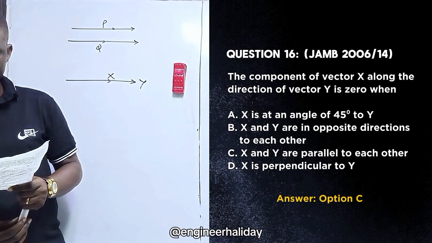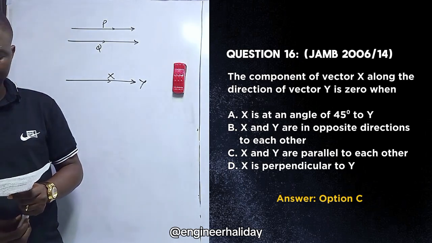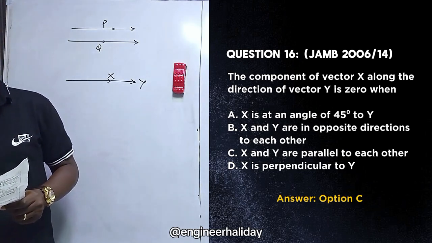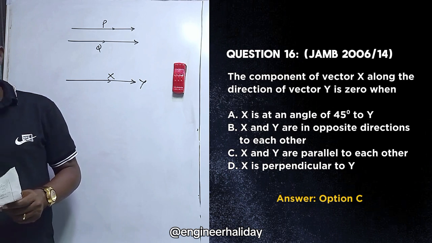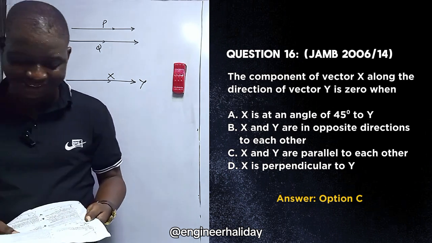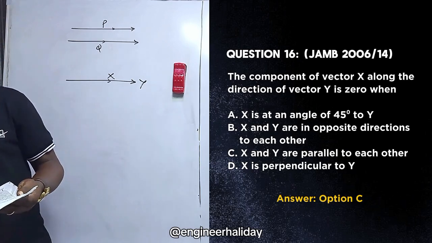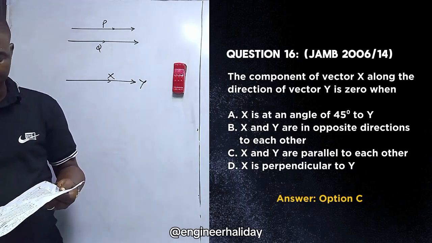B, when x and y are in opposite direction to each other. C, when x and y are parallel to each other. Yes, C says when x is perpendicular to y. No, the answer to that question is C. So C is the correct answer. That is 2006, question 14.